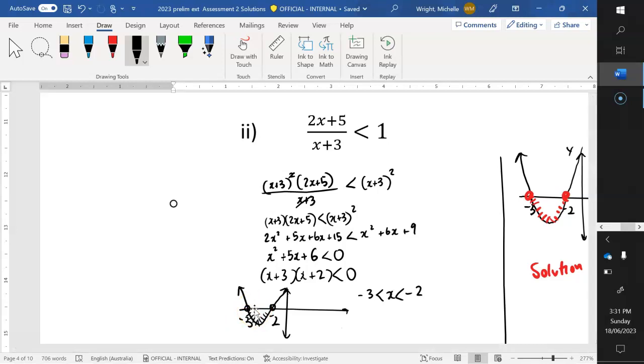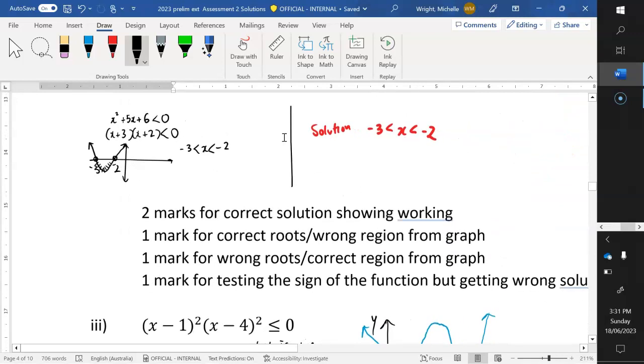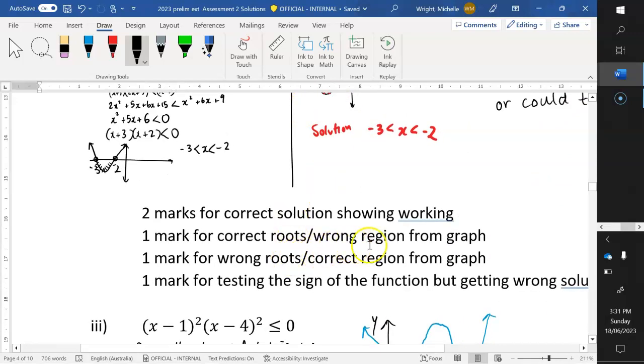Those that had a good crack at it, but it's something that you need to understand, and it's, again, a stock standard HSC question. So if you did not get that out, you need to go and do some work on that. So 2 marks are awarded if you got that all correct. 1 mark if you got the correct roots but got the wrong region on the graph. There wasn't many people who did that.